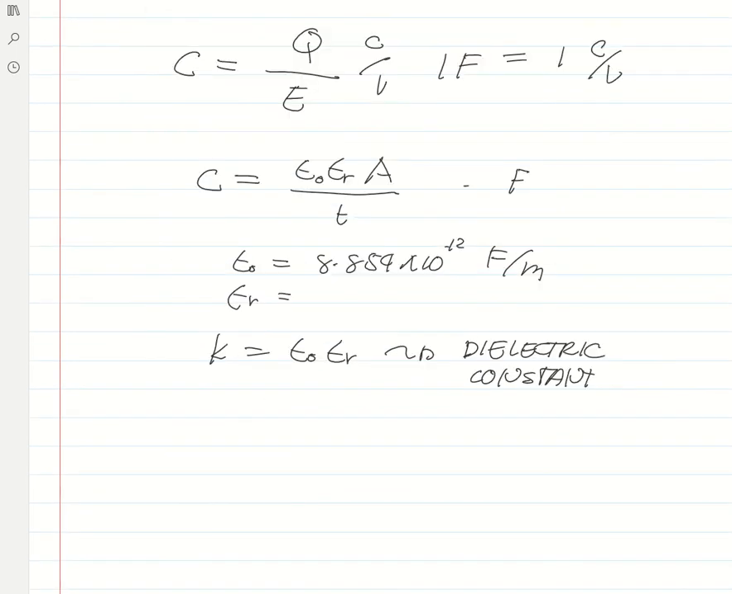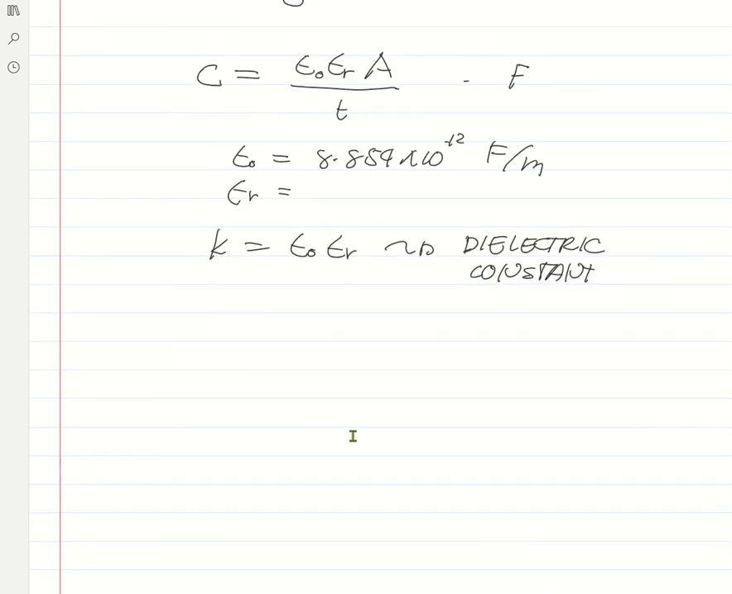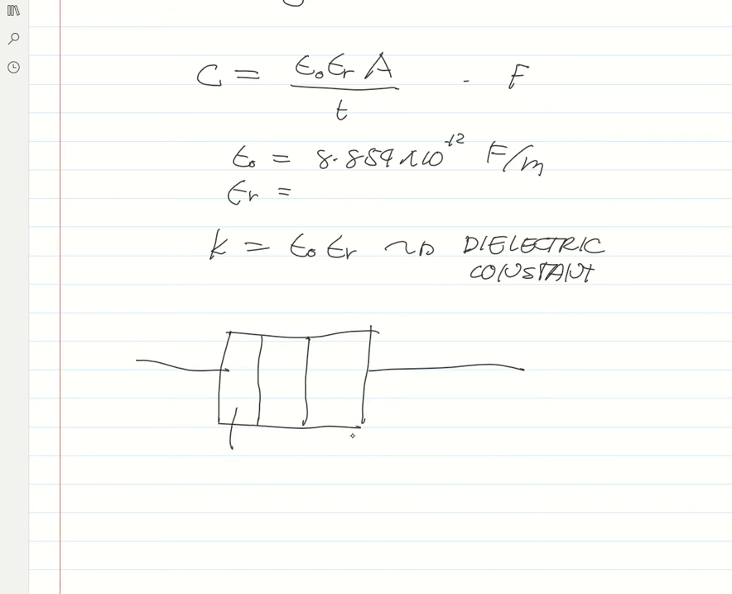Okay, then we can also put different layers of dielectric inside the capacitor. So if this is the capacitor, then we can put different types of dielectrics in between. So this can be the first dielectric, let's call the thickness D.